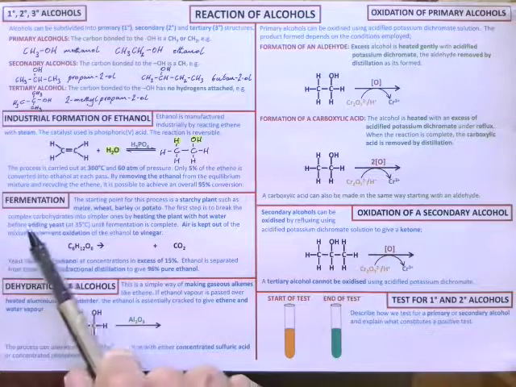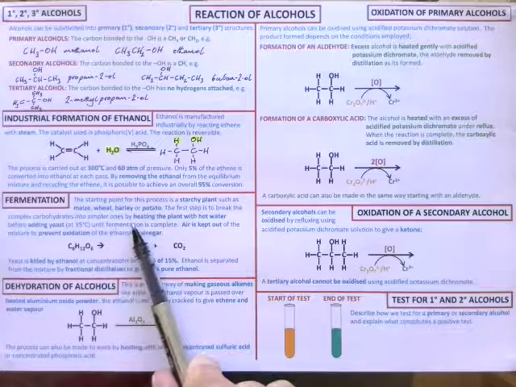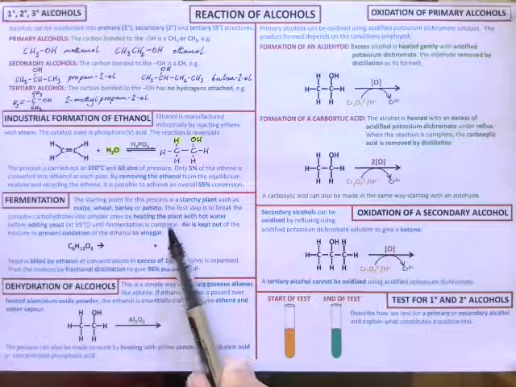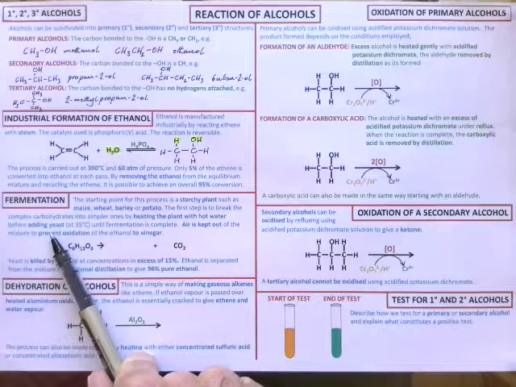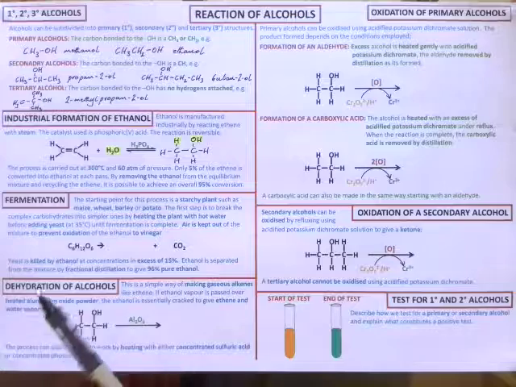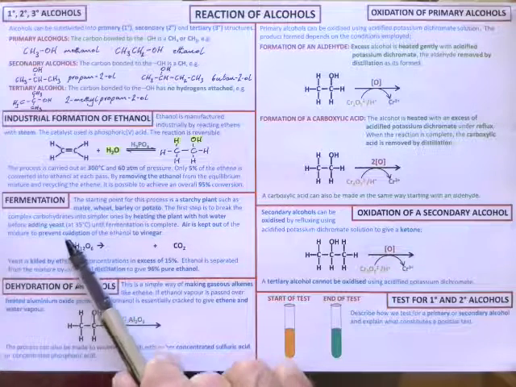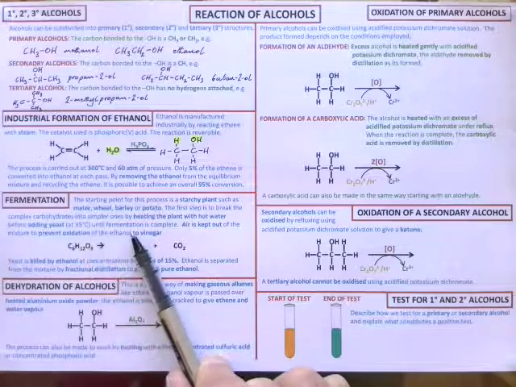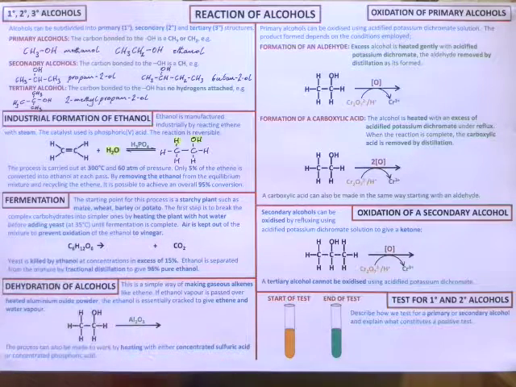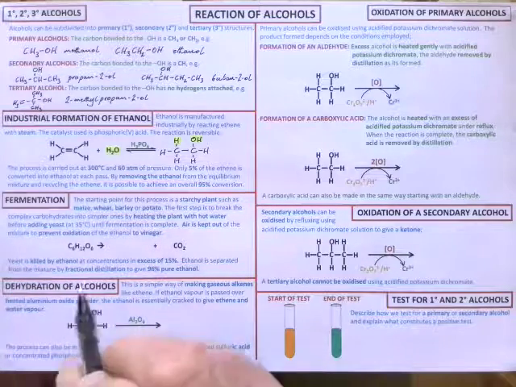First step is to break the complex carbs into simple ones. So that means heating the plant in hot water, and then you add yeast. Now that needs to be at about 35 degrees. If it's any hotter or any colder, the yeast won't work so well, and fermentation won't occur. So the air is kept out of the mixture, otherwise you'll end up with vinegar and it doesn't taste so good.